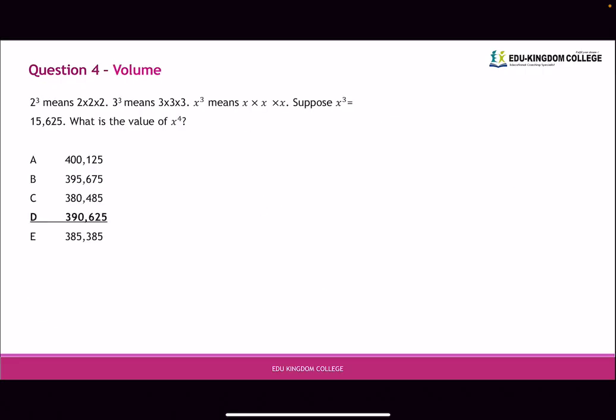2 cubed is 2 times 2 times 2. So if x cubed is 15,625, what is the value of x to the power of 4? If you found x would have been 25, then 25 times 25 times 25 is 15,625. We know it's going to be something ending with 5 because this ends with 5. If you tried 5, it wouldn't have worked. If you tried 15, it wouldn't have worked. So 25 would have been your correct answer. And then if we multiply it by 25 one more time, that gives you x to the power of 4.